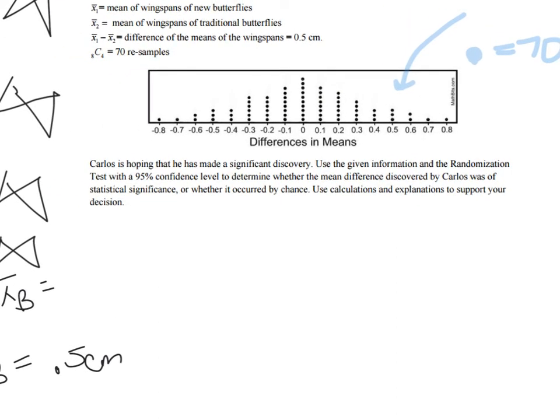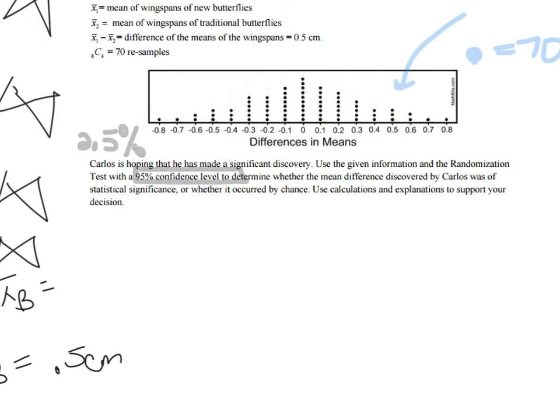So Carlos is hoping that he has made significance in his discovery. Use the given information in the randomization test of 95% level. Now this is awesome because they're telling you what p-value they want you to use. This is telling me that I'm going to use a 2.5% rejection region, which means that if it's less than 2.5%, I will reject the null, and that his difference is not due to random chance, and it is statistically significant. If my p-value is above 2.5%, I'm going to fail to reject the null because it is not below this level of significance. So let's see what we got here.